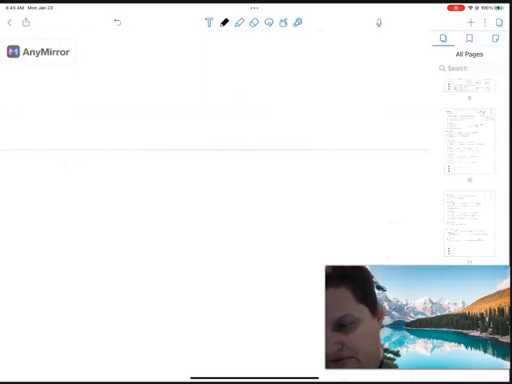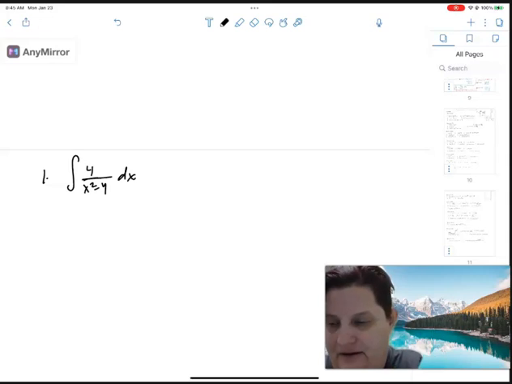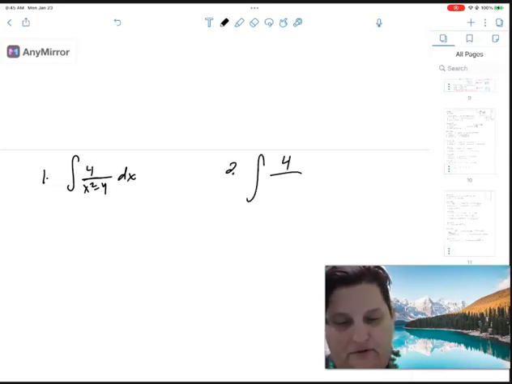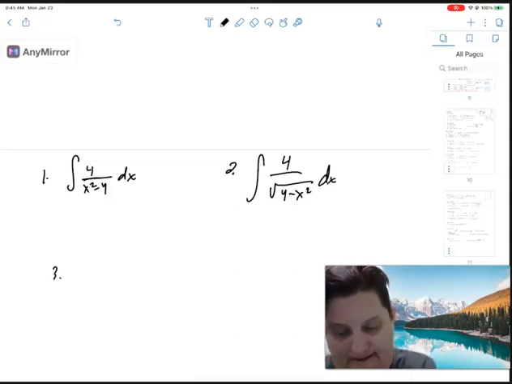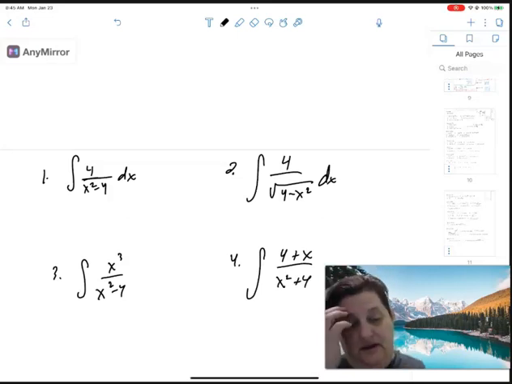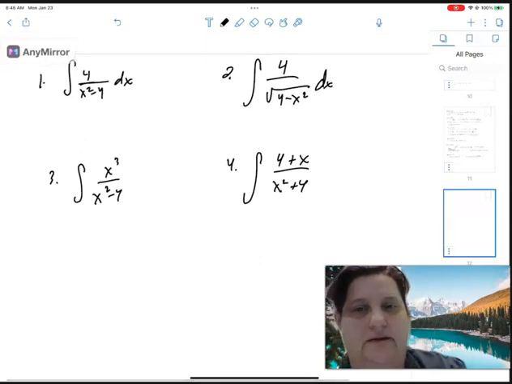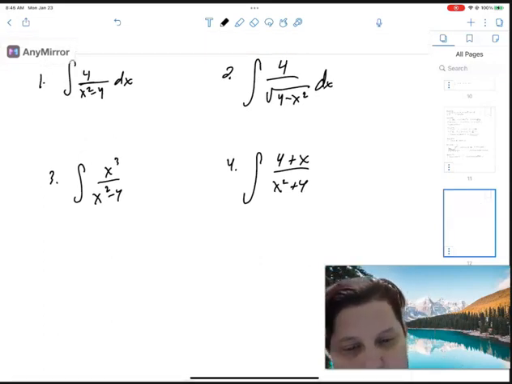So still continuing from 6.8, this was 6.8b, I have 4 over x squared minus 4. I have 4 over the square root of 4 minus x squared. I have x to the third over x squared minus 4, and I have (4 plus x) over x squared plus 4. This is an incredibly good set of problems. It's really going to make me look at the different types, okay?